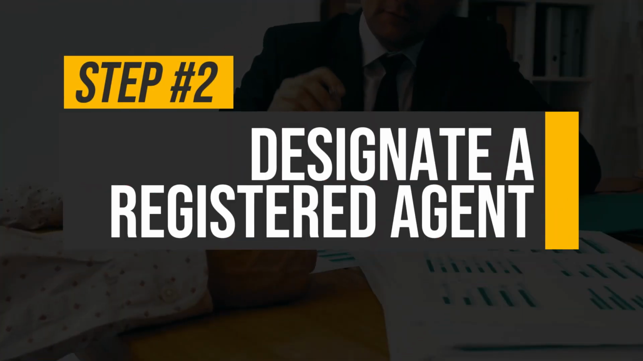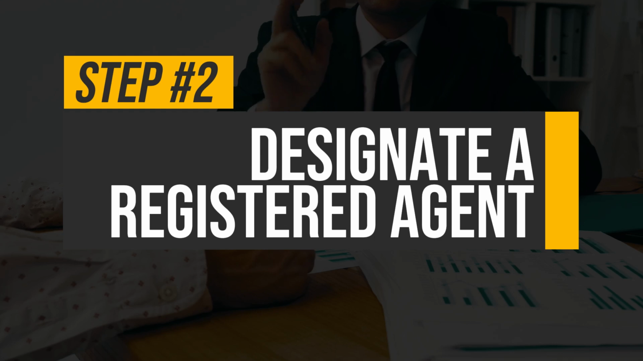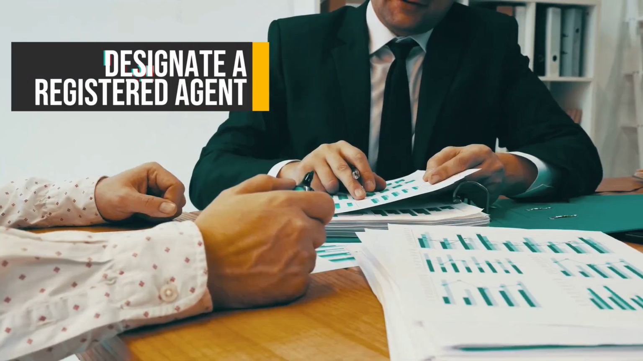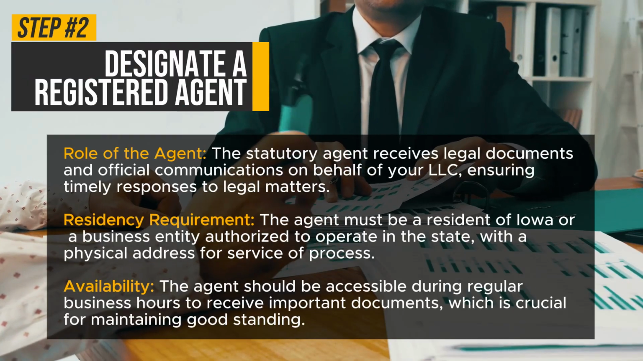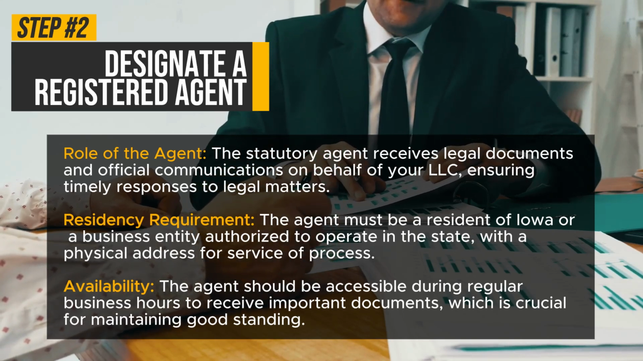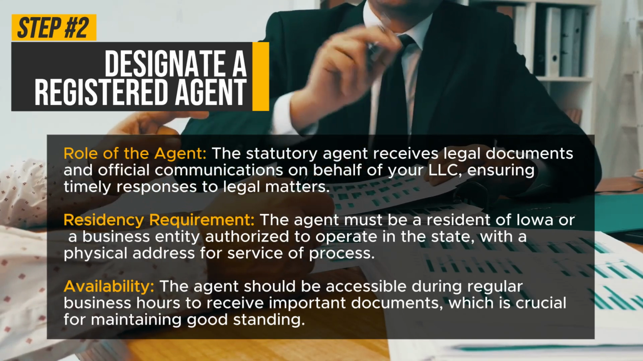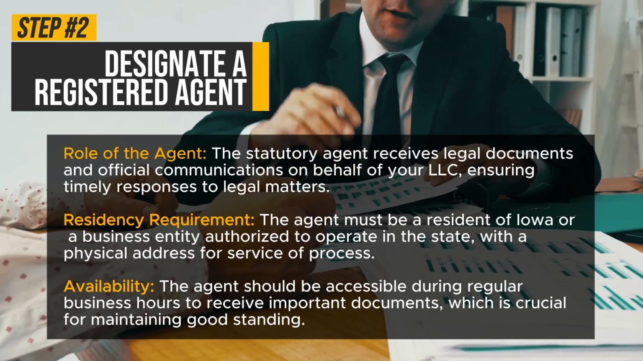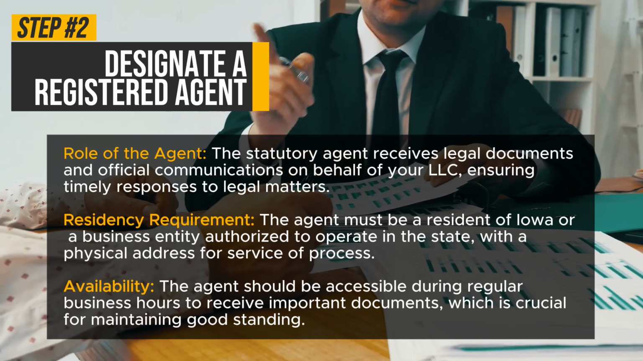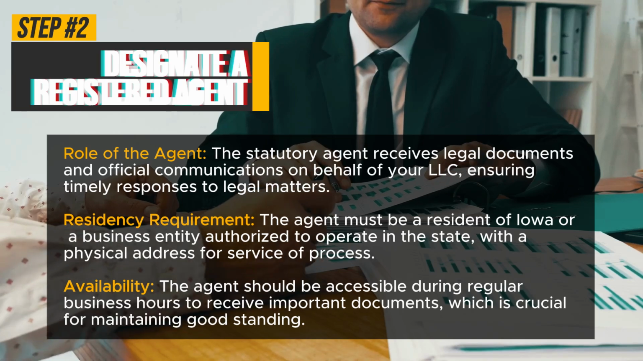Designate a registered agent. Appoint a registered agent who will receive legal documents on behalf of your LLC. The agent must be a resident of Iowa or a business entity authorized to conduct business in the state. This ensures that your LLC remains compliant with the state regulations.